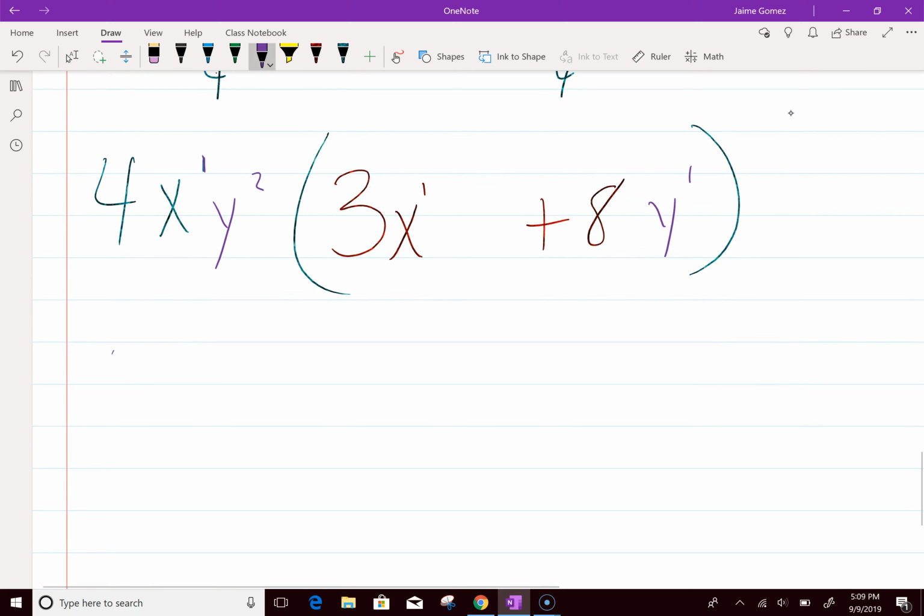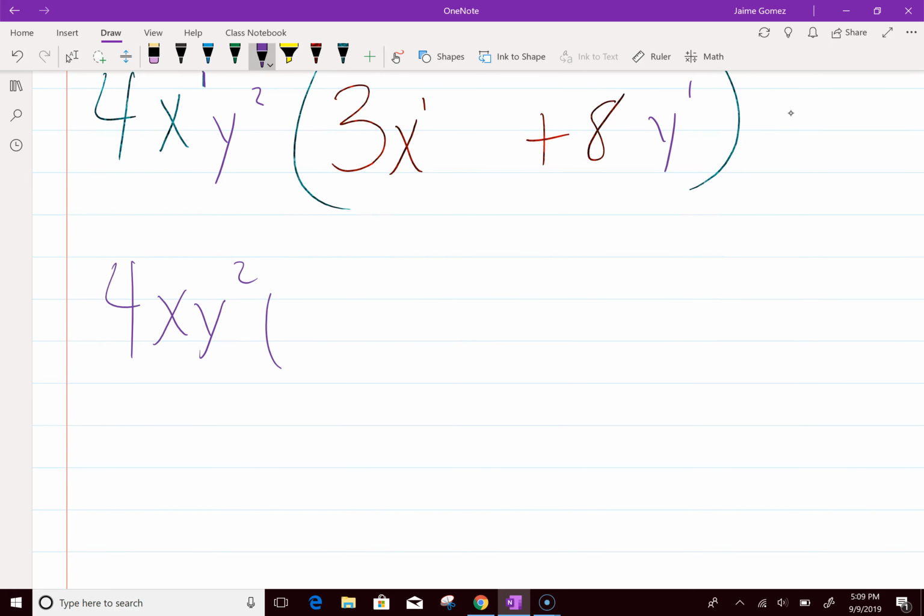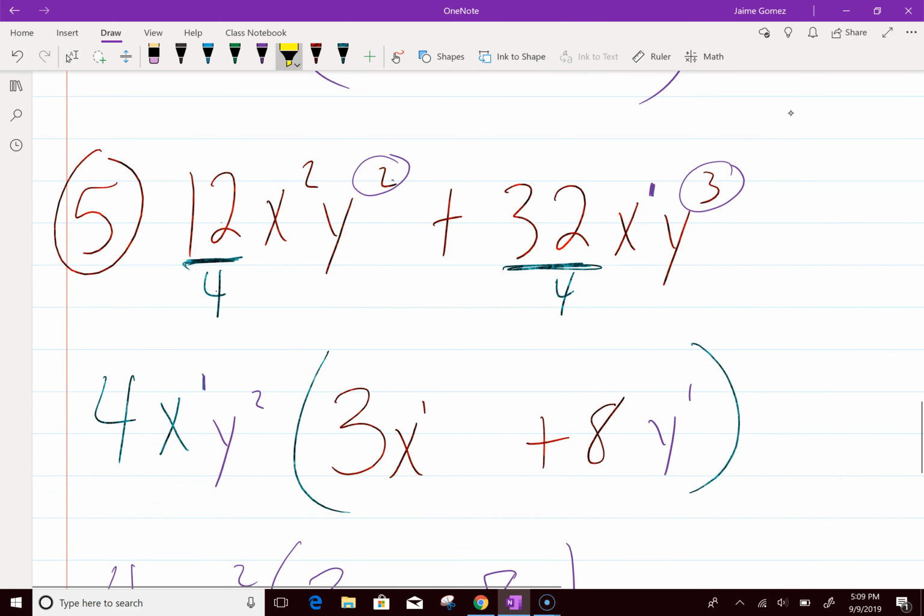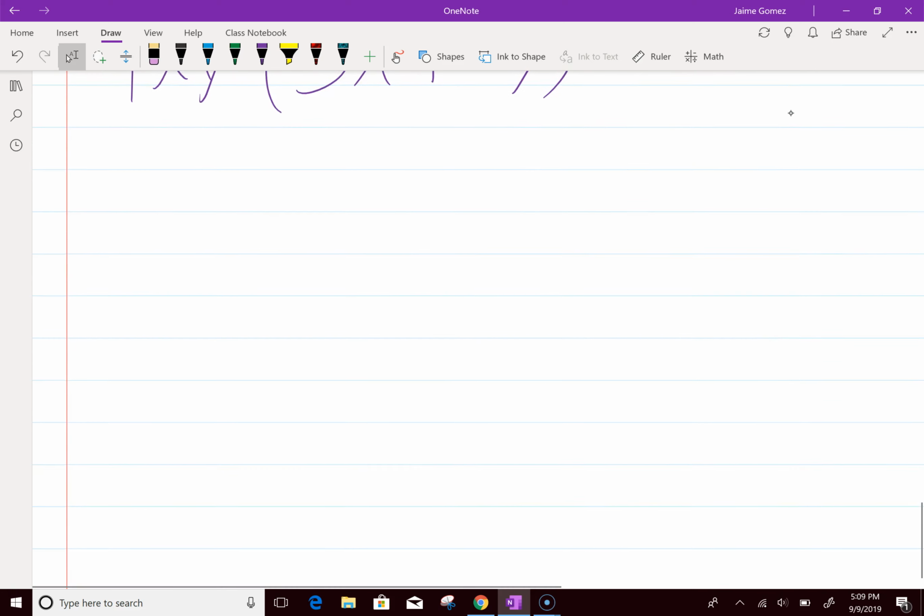So this is written 4xy squared times 3x plus 8y. So remember to take out the smallest of the letters, right? Take out the smallest ones. That's how it works.